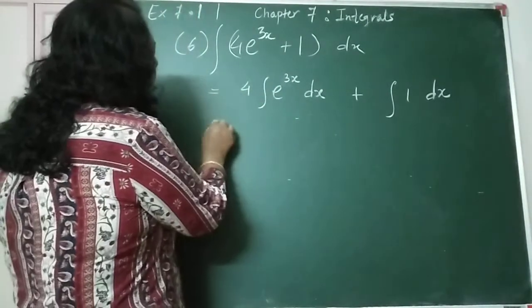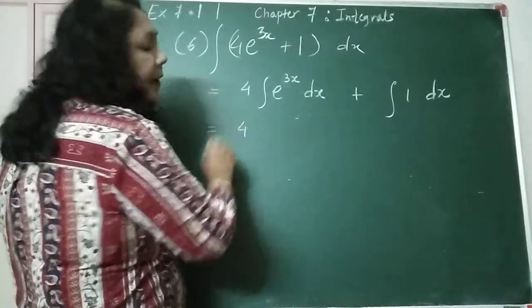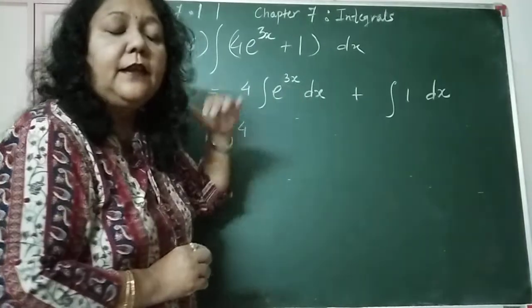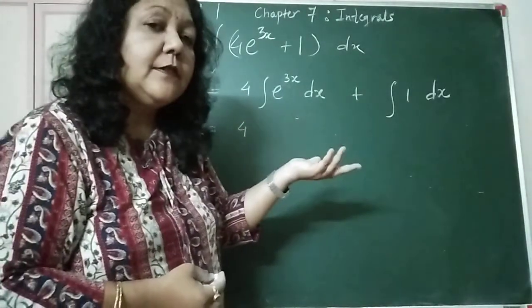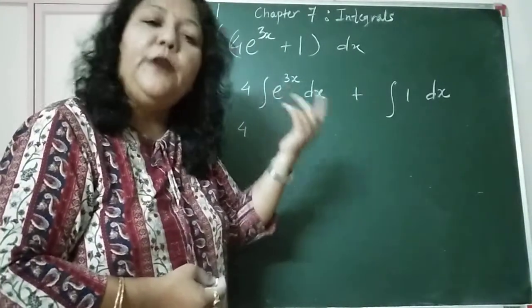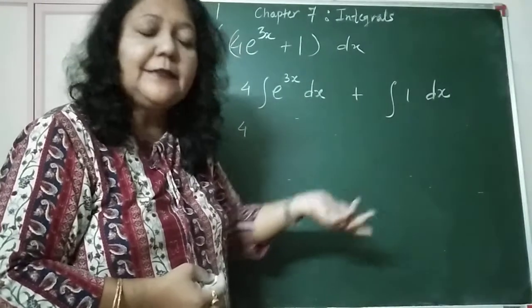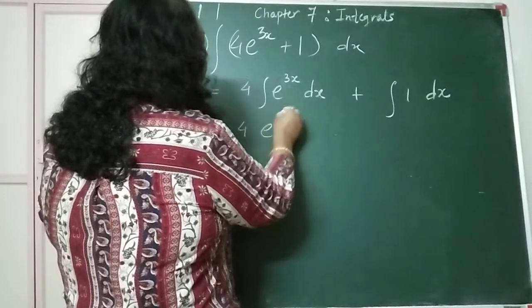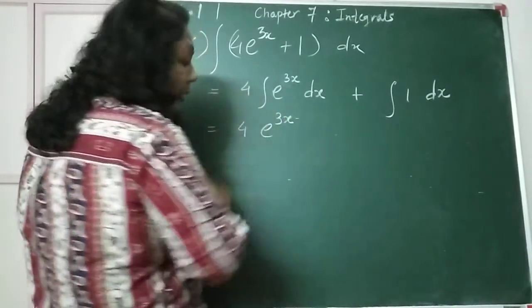Now you had learned the antiderivative part right now. So if you differentiate e raised to x, the answer is e raised to x. So if you integrate e raised to 3x, the answer is e raised to 3x only. So the answer for integration would be e raised to 3x.